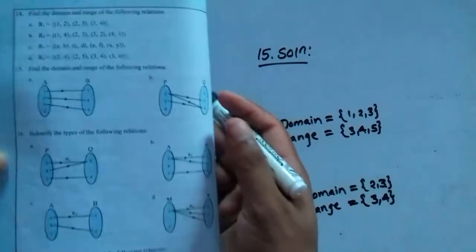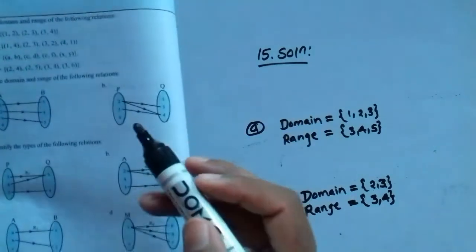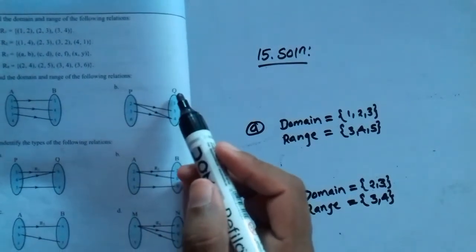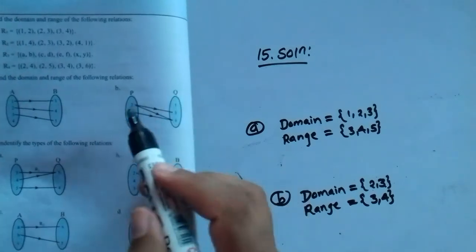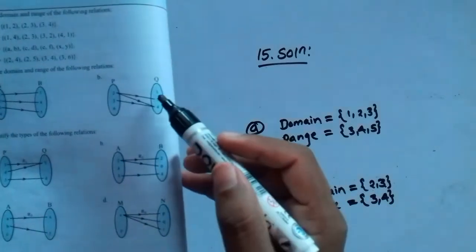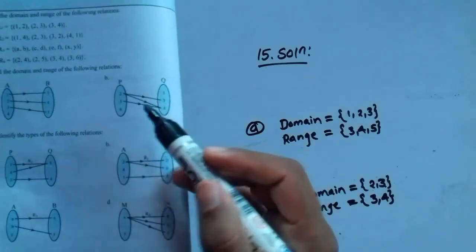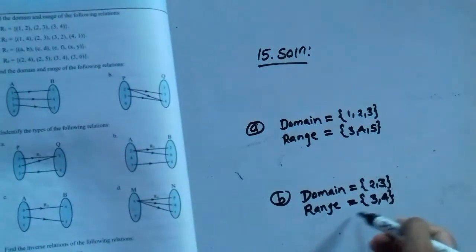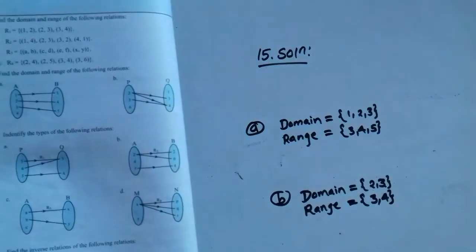Here 3, 4 and 5 are related with elements of set A, so 3, 4 and 5 belong to elements of range. Similarly in this, 2 and 3 have relation with elements of set Q, so 2 and 3 are elements of domain, and these 3 and 4 have relation with elements of P, so 3 and 4 are elements of range.